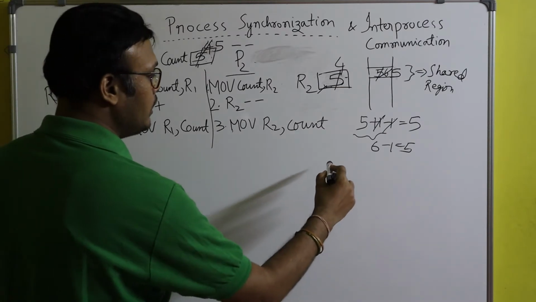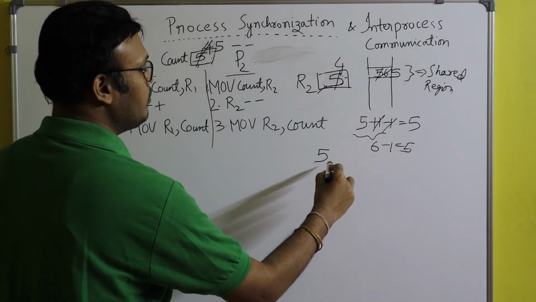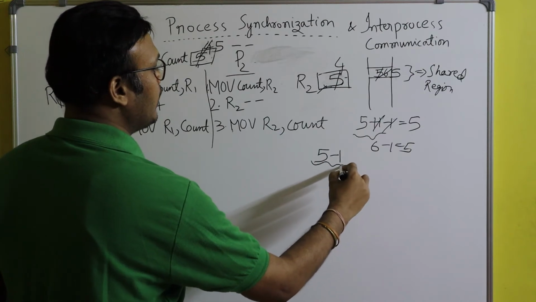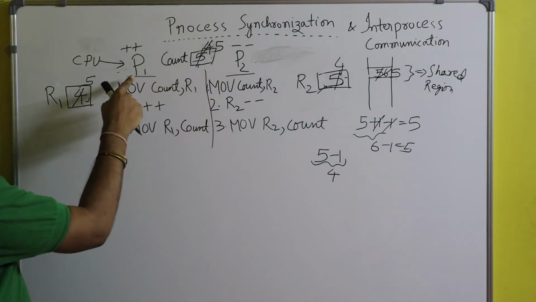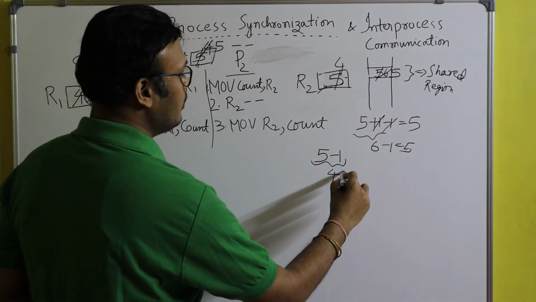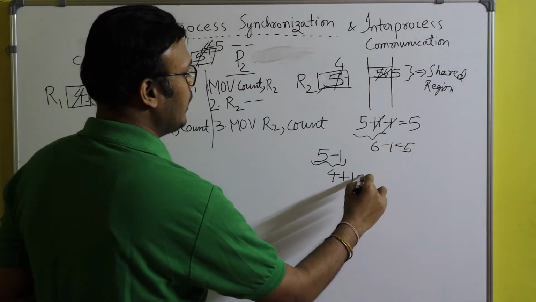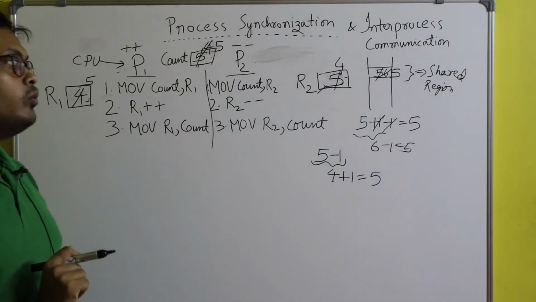How did it all happen? Since P2 started, the initial value of count was 5. Then P2 decremented the value, so the updated value of count became 4. After that, when the CPU was given to process P1, process P1 just added 1 to this updated value of count. And finally, the value of count became 5. So everything is okay till now.